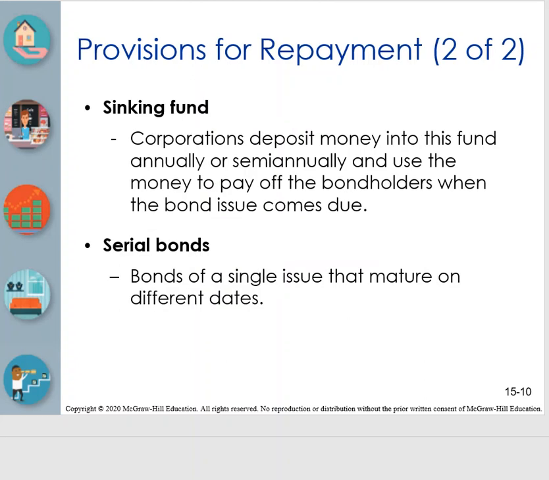A sinking fund is when corporations issue lots of bonds, they've got to put money into a fund to guarantee the repayment when the bonds become due, and that fund is known as a sinking fund. Also, corporations often issue bonds on an ongoing basis, and those are known as serial bonds. They mature on different dates, so they don't all become due at the same time.